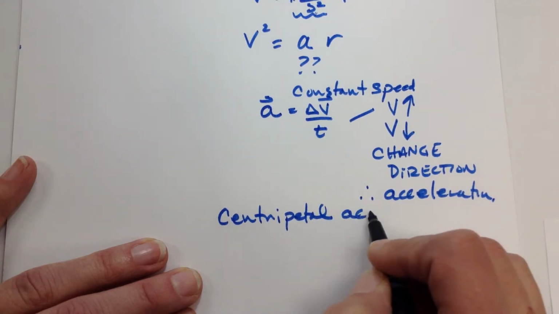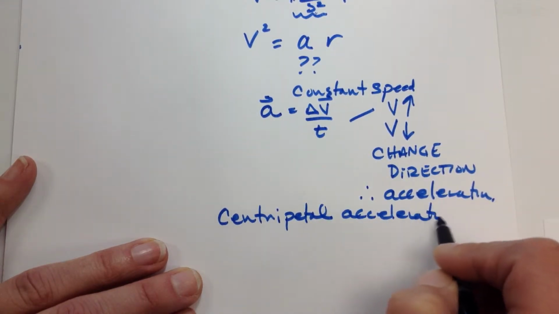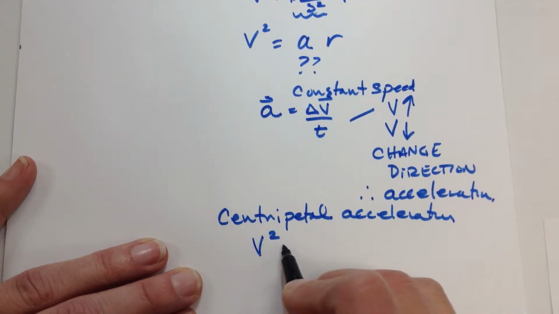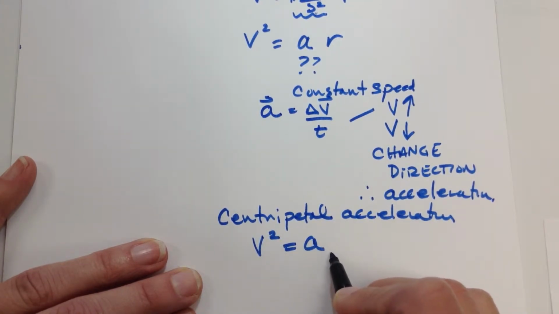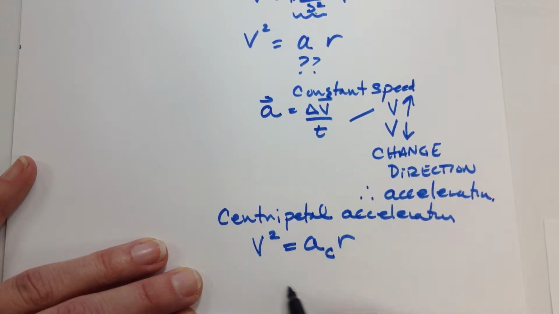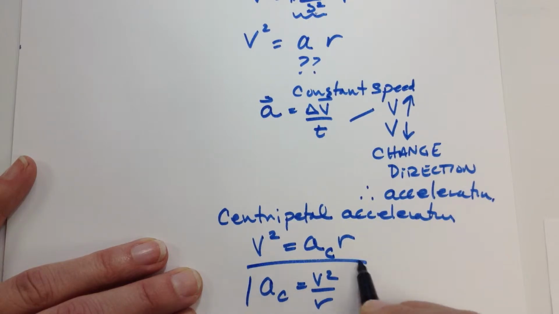And we write it a little bit differently. Instead of writing v squared is just equal to a times r, we get a little subscript c, for centripetal, times r. Rearranging the equation, we get v squared over r, and that's our equation for centripetal acceleration.